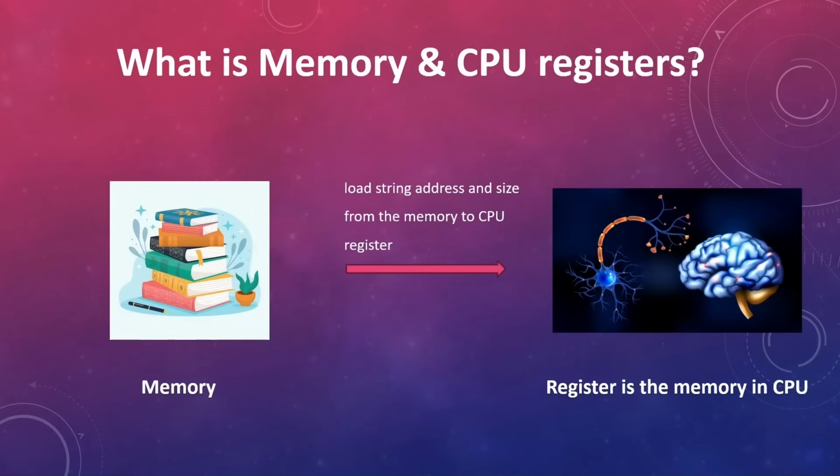Similarly, all our program's data are saved in the computer's memory. So now, just like the CPU is the brain of the computer, inside the brain, the CPU has registers, which are the CPU's memory, like the neurons or cells in our brain. The CPU loads the string address with the string size from the memory to the CPU register, then makes a system call to the kernel API to print the string Hello World.